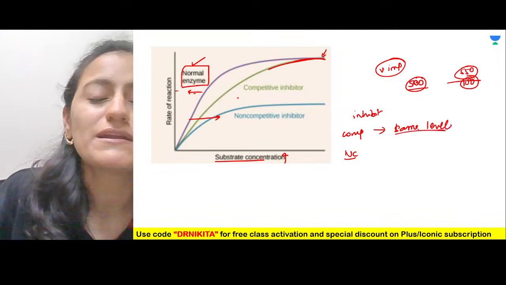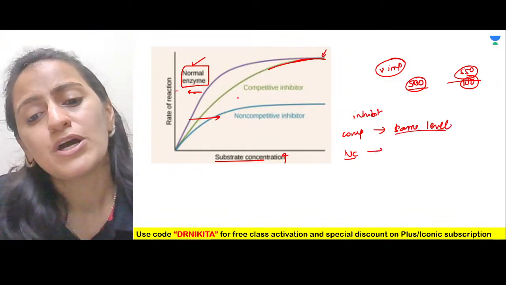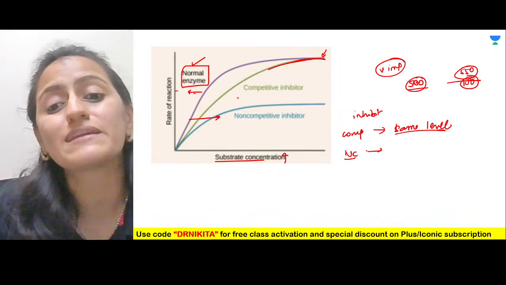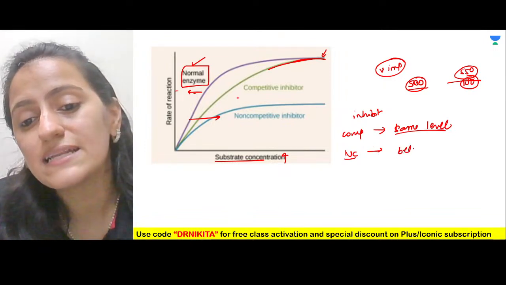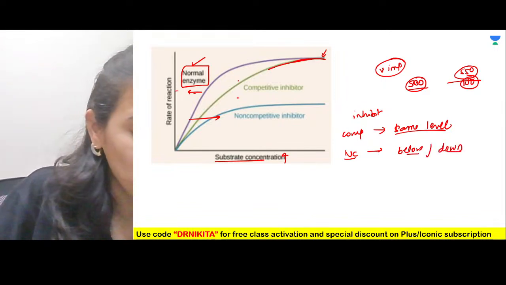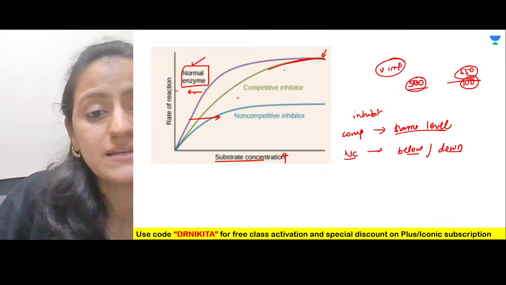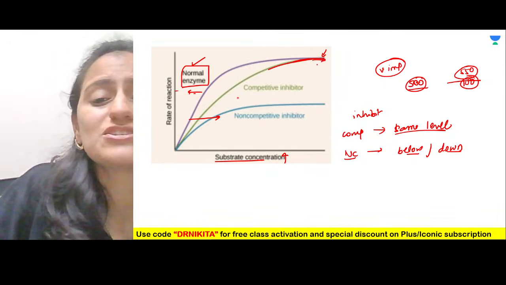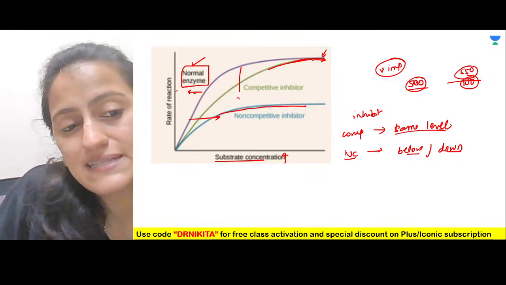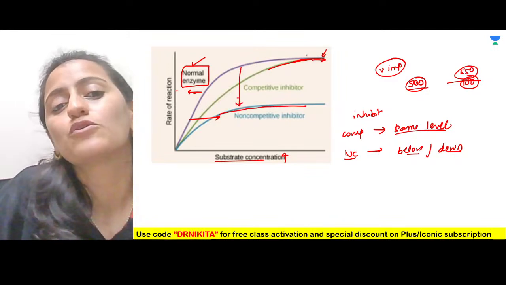So remember, competitive reaches the same level. Non-competitive means below level, the one who is not in competition with us. So basically the graph goes down. With the non-competitive, the graph goes down, remember that. Competitive reaches the same height, the same level. Non-competitive is the one where, as compared to the normal, the height goes down.